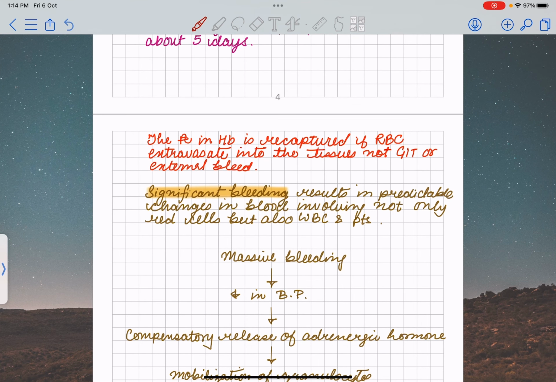The iron in hemoglobin is recaptured if RBC extravasate in tissues, not GIT or external bleeding. What happens is, the iron that is in your body, the body tries to save that iron, even if this extravasation of RBCs is occurring anywhere, if it happens to be in tissue area, body tries to make sure that they can keep that iron, so that iron can be used for further production of RBCs.